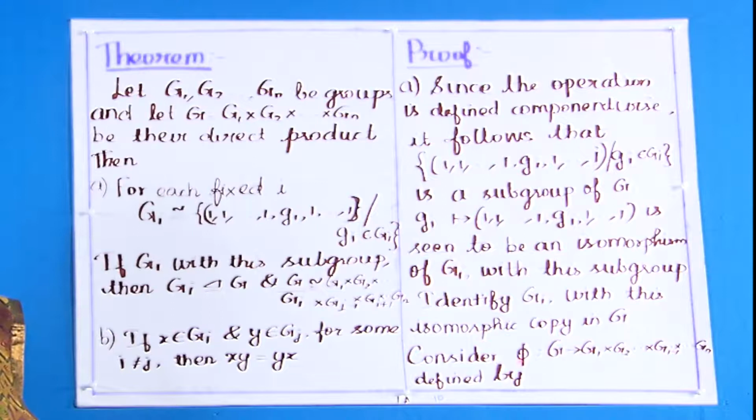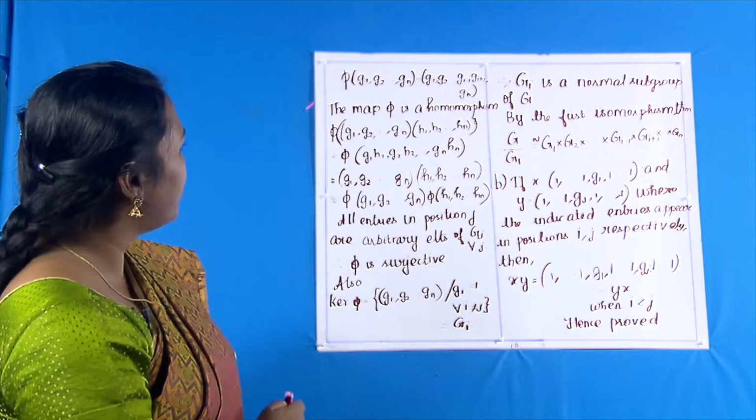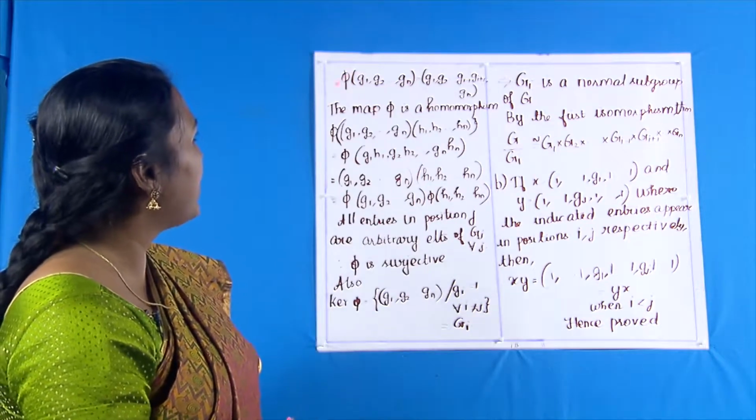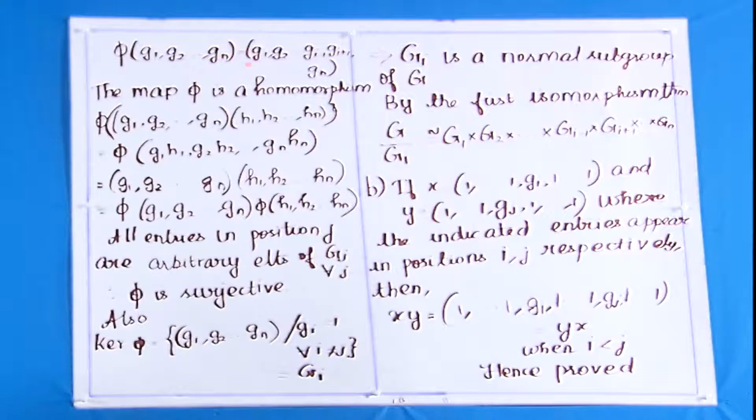Now, let us consider phi to be a function from G to G1 cross G2 so on up to Gi minus 1, Gi plus 1 so on up to Gn. Now, the function phi is defined by phi of (g1, g2 so on up to gn) is equal to (g1, g2 so on up to gi minus 1, gi plus 1 and so on up to gn). Clearly, this map is a homomorphism. Let us check it out. Phi of (g1, g2 so on up to gn) times (h1, h2 so on up to hn).